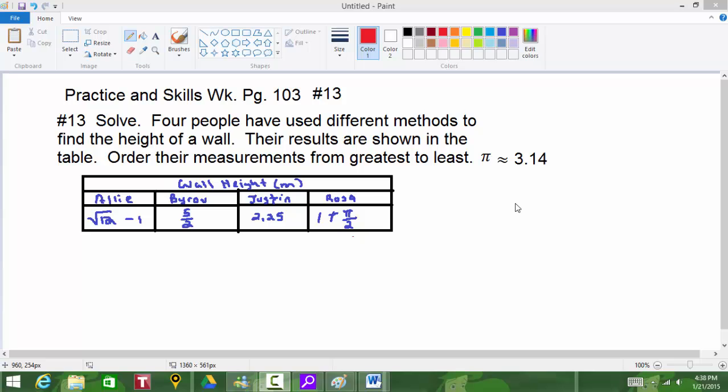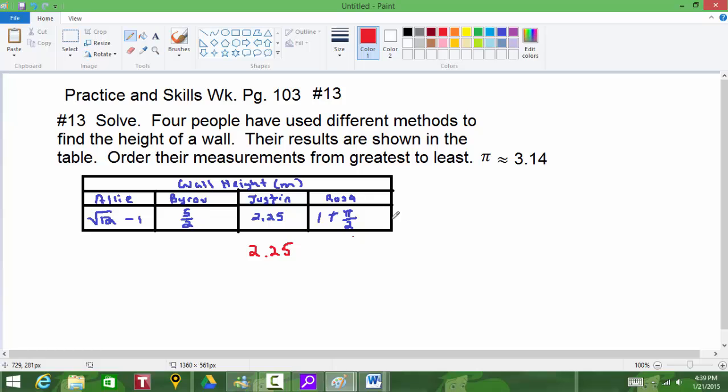They've given us the numbers: square root of 12 minus 1 is one of our numbers, 5 over 2 is another, 2.25 is another, and then 1 plus pi over 2. So I'm going to go in order of the ones I think are the easiest. 2.25, we don't have to change anything, so I'm just going to write that again underneath in red.